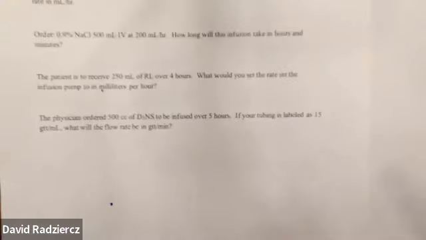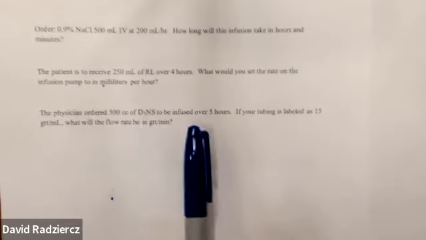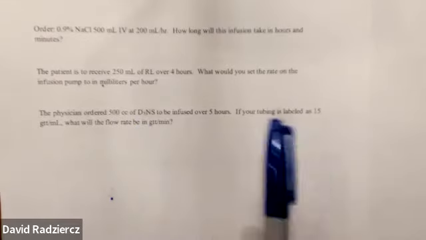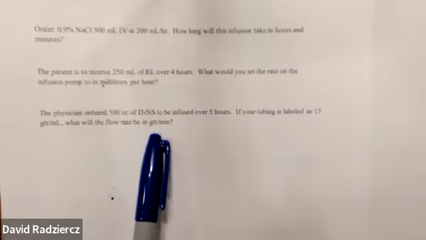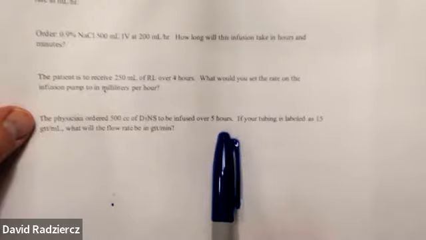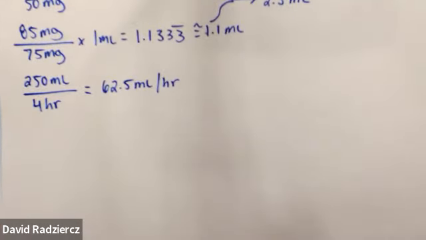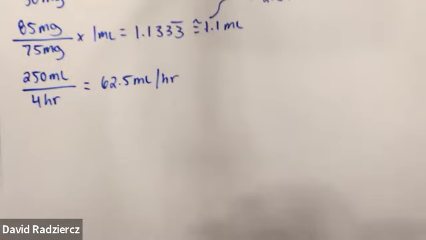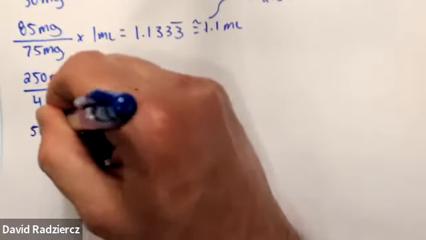So for a drop rate, for this one, physician ordered 500 cc's to be infused over 5 hours. The drop factor is 15. And then the flow rate in drops per minute. So because it's 5 hours, we do need to convert that. So remember, in order to calculate drop rate, we need flow rate and we need drop factor. So the flow rate is the 500. Remember, cc's and mLs are the same.